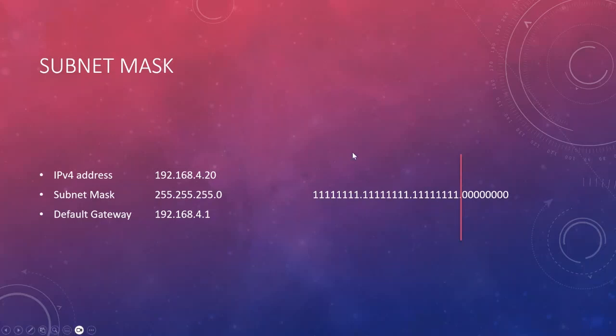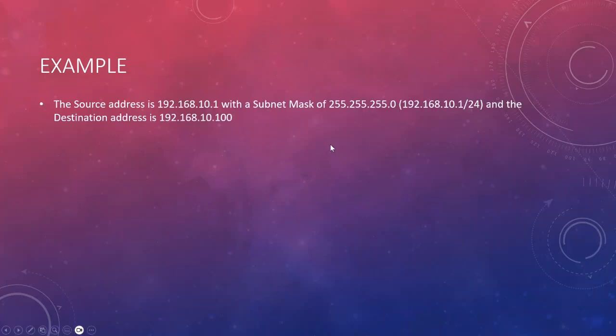Let's use an example, and that may make more sense. If my computer is 192.168.10.1, and I'm sending a packet to another computer, 192.168.10.100, and both computers have a subnet mask of 255.255.255.0. That format right after that says /24, that's just an alternative way of saying IP address of 192.168.10.1 with a subnet mask of 255.255.255.0. The /24 means how many network bits, or how many ones on the left.